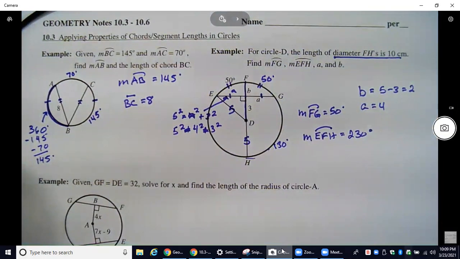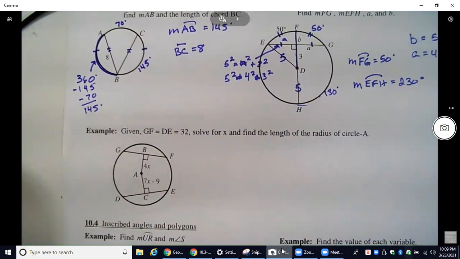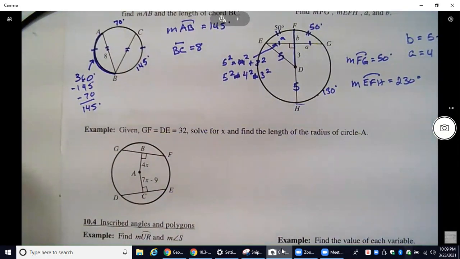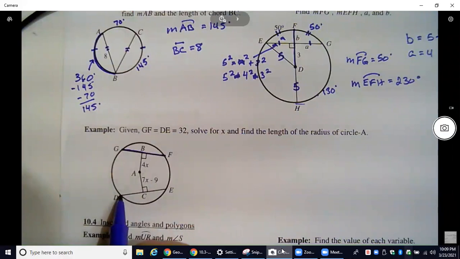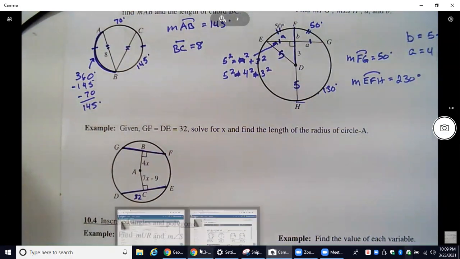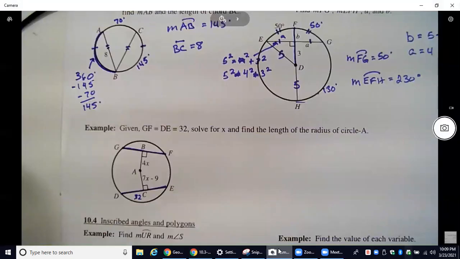All right, last example. Now on this one, they are telling us that GF, this whole chord here, is equal to DE, this whole chord here, and they're both 32. So this is 32, and that's also 32. Now, with that third rule that we had on our circles formulas, let me see if I can pop back to it. The third rule says that if you have two chords that are congruent, then the distance from the center of the circle is also congruent. So let me see if we can solve this one.